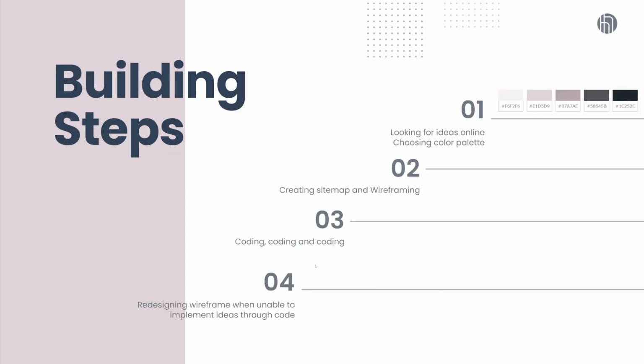And next is the building steps. First, I jumped online and looked for ideas, and then I chose the color palette, and this is the one that I stick to. Next, I created the sitemap and started to design the wireframes, and then I started to code. And during the coding process, if I was unable to implement my initial ideas, I just came back, redesigned the wireframes, and continued on.